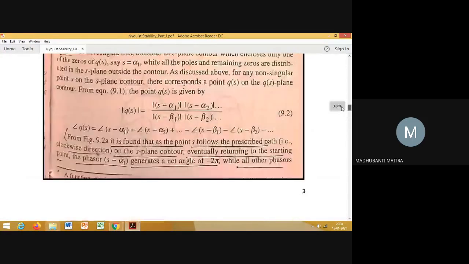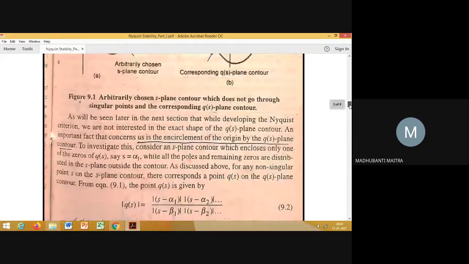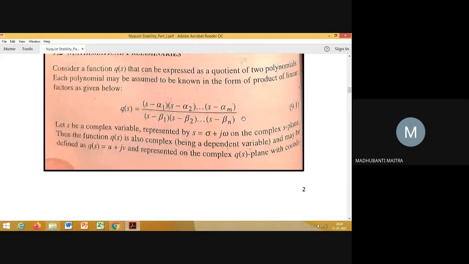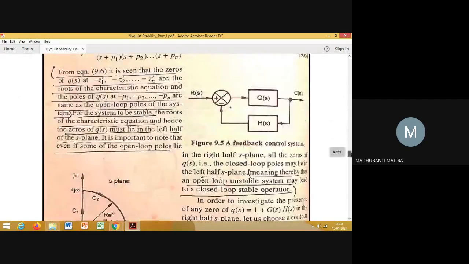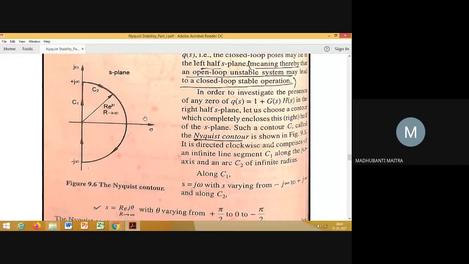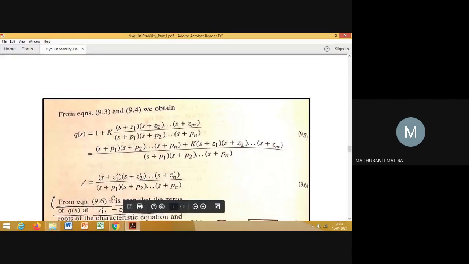So just think of this case. Principle of argument, right? We assume that Q(s) is known, hence Q(s) is given. So for this Nyquist contour on the S-plane, since Q(s) is known, this Q(s) will now be the mapping function, as we have discussed. Hence, a point on the Nyquist contour on the S-plane can be mapped on the corresponding Q(s) plane, if we assume that the Nyquist contour we have chosen is not passing through any singular point of this Q(s).